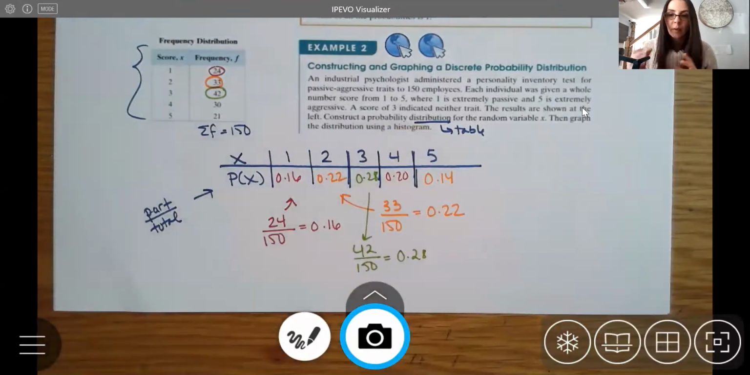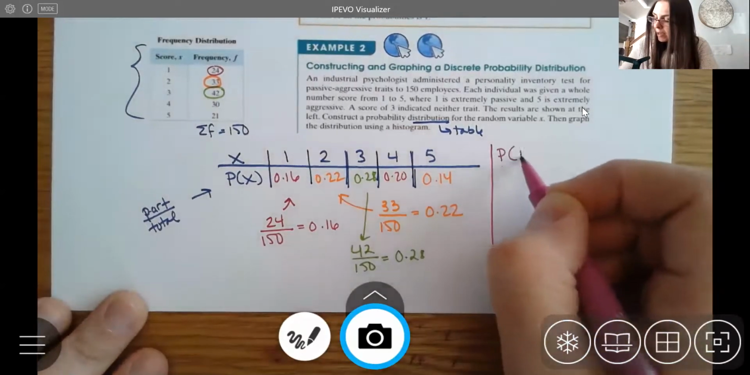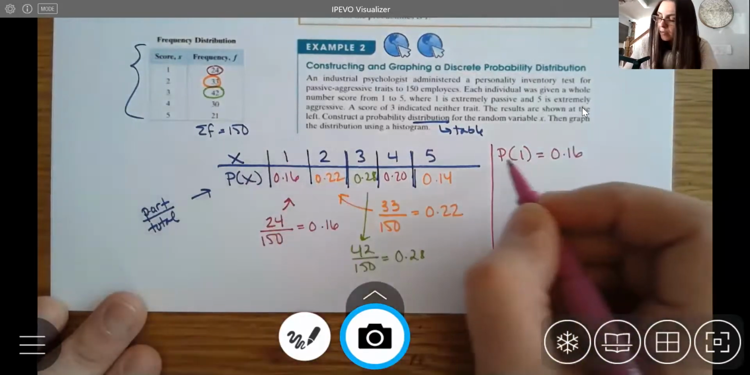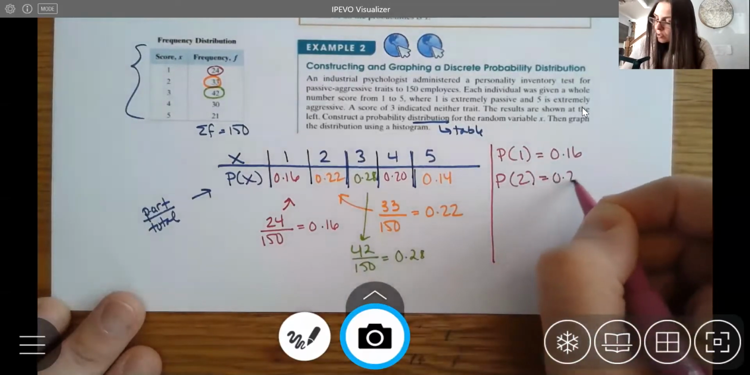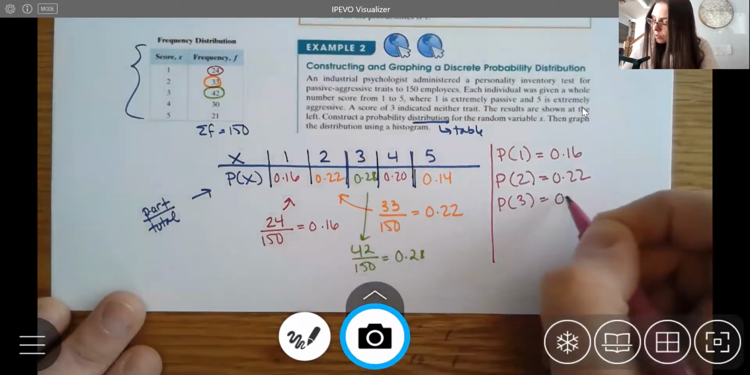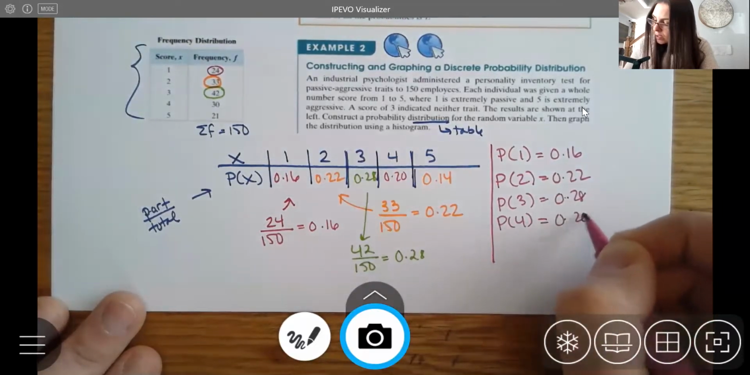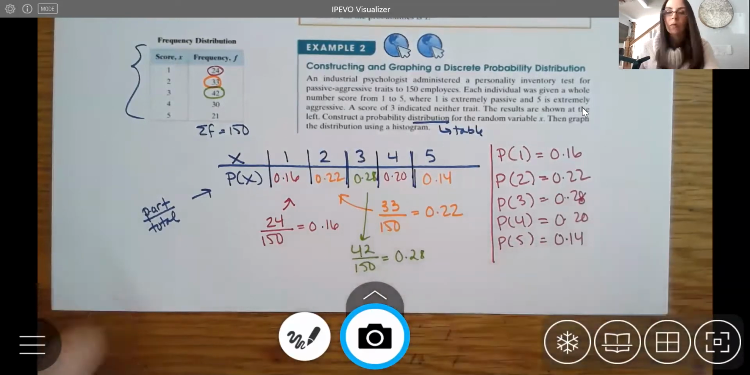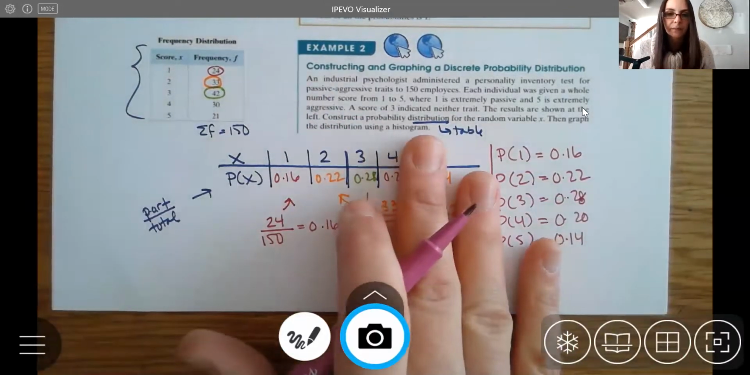Now, just to kind of talk a little bit more notation. So what you would notice here is that the probability of getting a 1 is 0.16. So just kind of that x would become a 1 if you're writing notation like that. The probability of getting a 2 is 0.22. The probability of getting a 3, right, is 0.28. The probability of getting a 4 is 0.20. And the probability of getting a 5 is 0.14. Okay, so just again, kind of bouncing back and forth between that notation, probabilities, and the table.